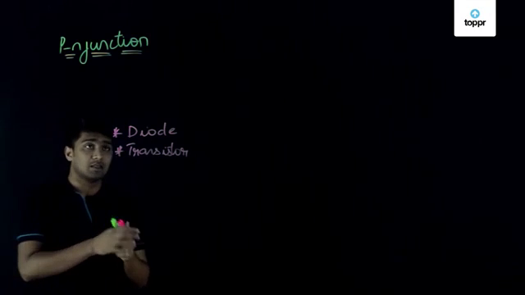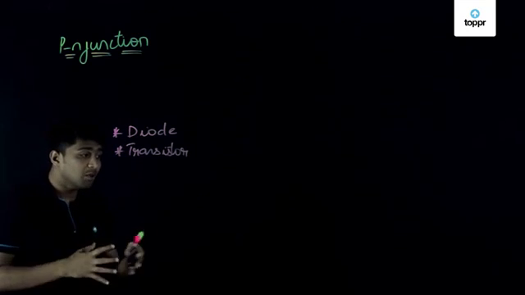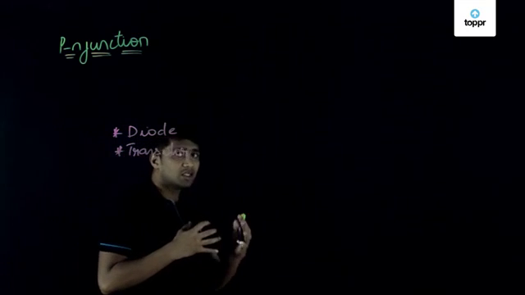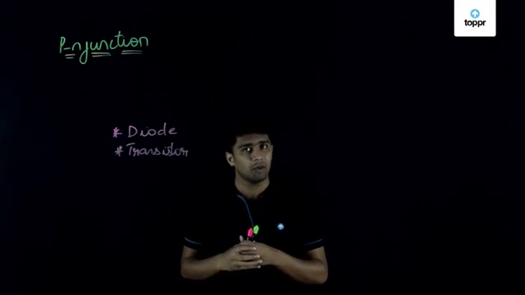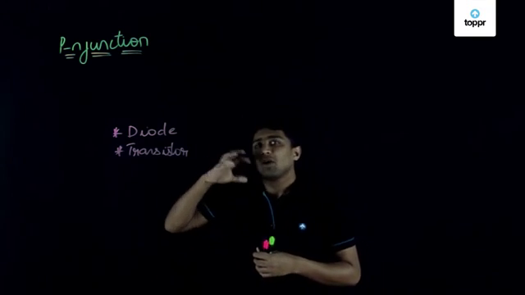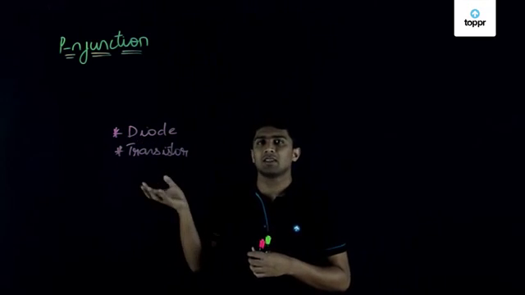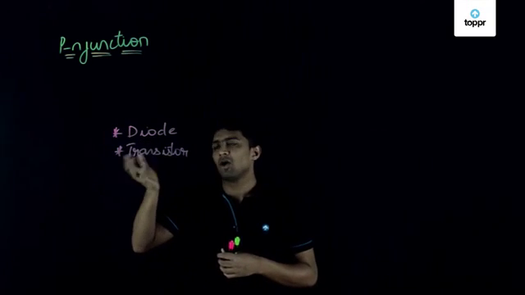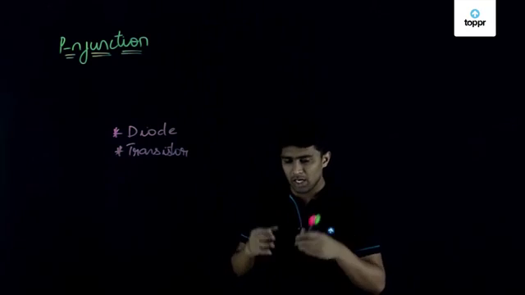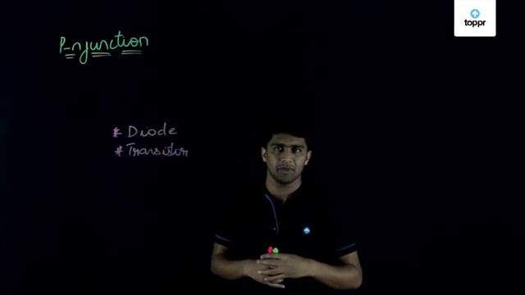So right now, let's just discuss how the p-n junction formation happens, because it's very important to understand how a p-n junction is formed. Without knowing that, how is it possible to understand about a diode and transistor, how the diode or transistor is formed? So let's see how we can form a p-n junction.